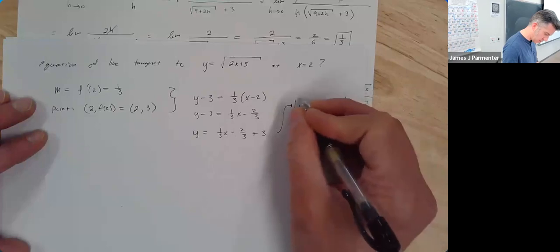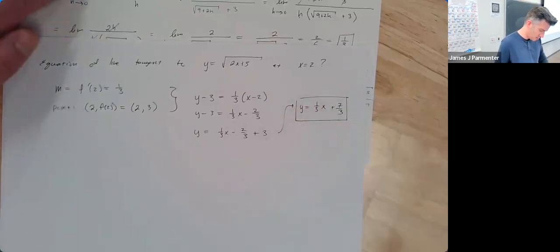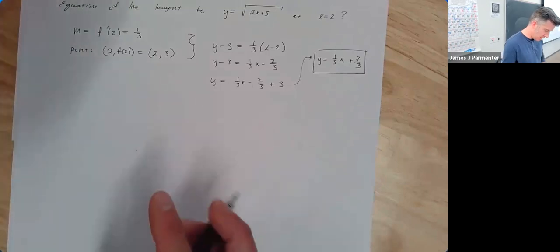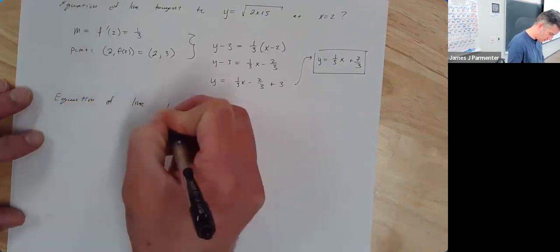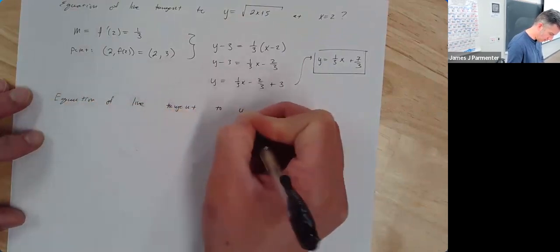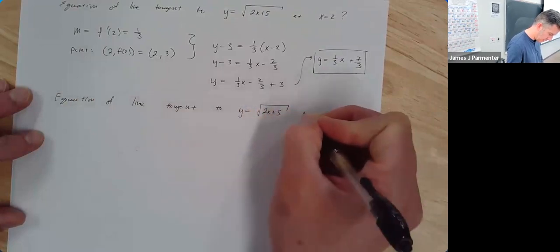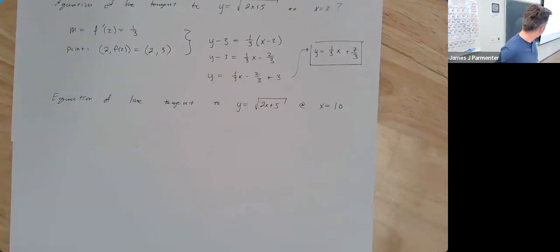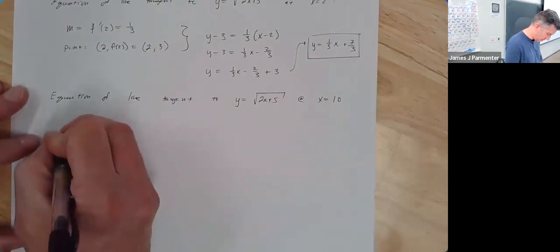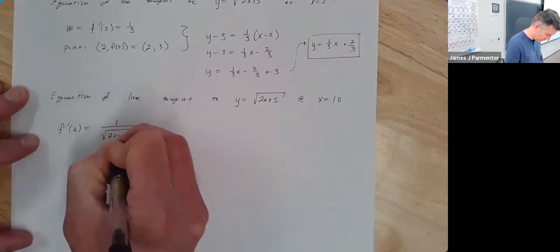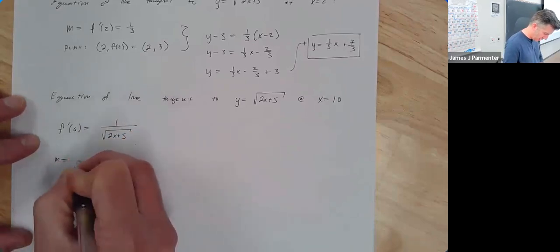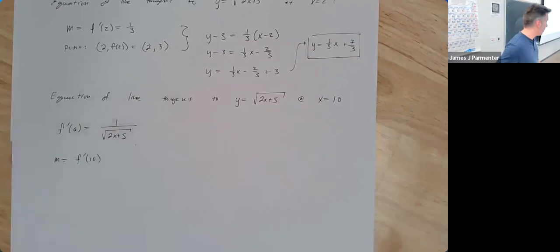That is my equation. All right, I want you all to take a minute, do the same thing, but now find the equation of the line tangent to y equal to the square root of 2x plus 5 at x equal to 10. I'll remind you, we just found that the derivative f prime of a is equal to 1 over the square root of 2x plus 5. So you can definitely find the slope as f prime of 10, whatever that might be equal to. Give you a minute and a half.